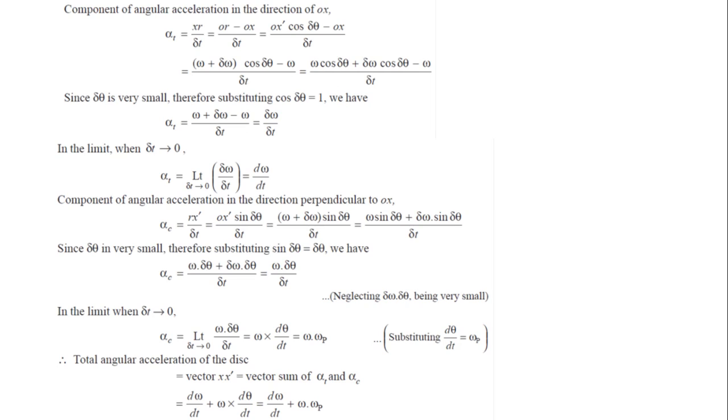In the same manner, consider the component of angular acceleration in the direction perpendicular to OX. It will be with respect to rx dash divided by del t, and OX dash sin del theta divided by del t. So normally we have taken the parallel component, which is with respect to the cos component. Now all is with respect to the sine component. Sin del theta will be very small, as sin del theta is equal to del theta. If you consider that, again in the limit of del t tends to 0, you get omega into d theta by dt.